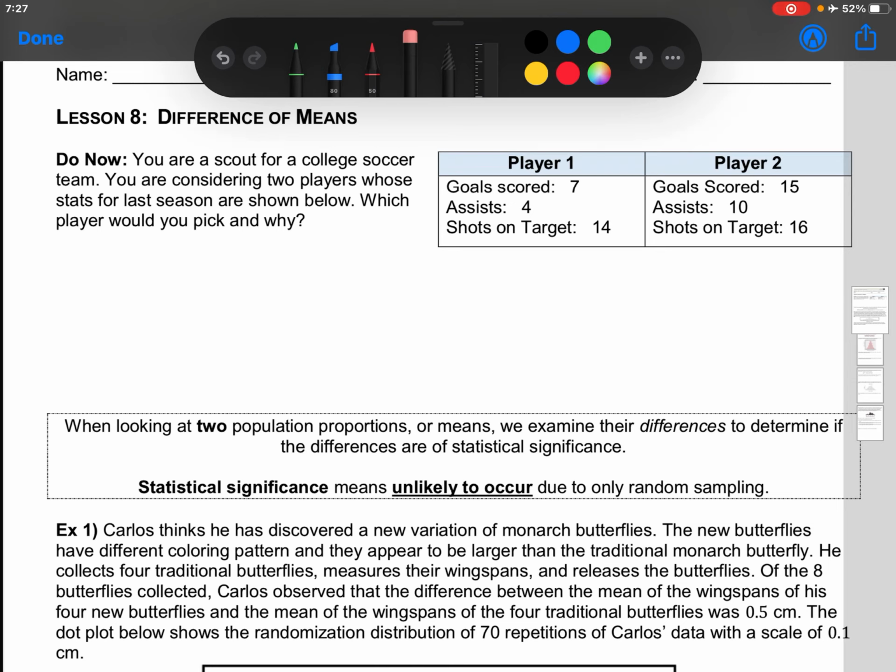So let's get started with the do now. You are a scout for a college soccer team. You're considering two players whose stats for last season are shown below. Which player would you pick and why?